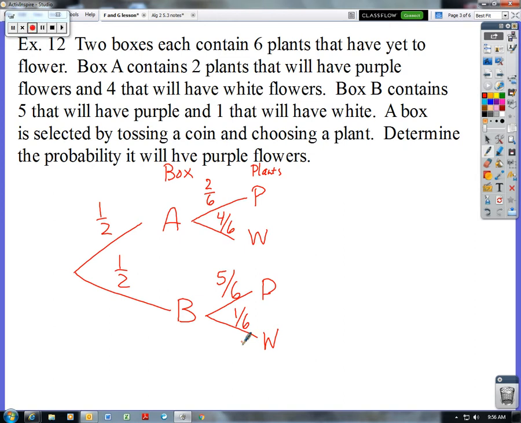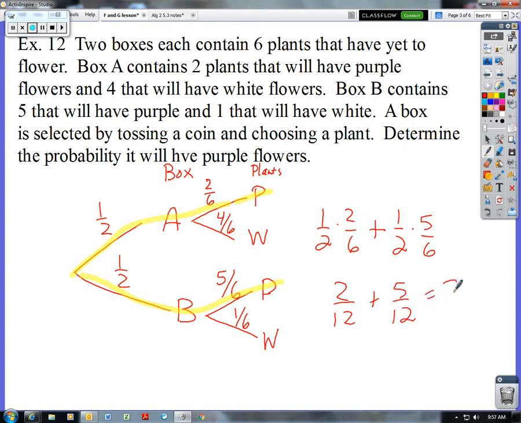That could either come from box A or B, so we have to consider a couple of branches here. I can highlight, let's do yellow. This branch would have purple flowers, and this branch will have purple flowers. Then you just multiply along the branches: 1/2 times 2/6 plus 1/2 times 5/6. I'm glad I didn't reduce these fractions, because now I have a common denominator for adding. So that's going to be 2/12 plus 5/12, which is 7/12. You don't want to cancel these 2's, because you want the common denominator.